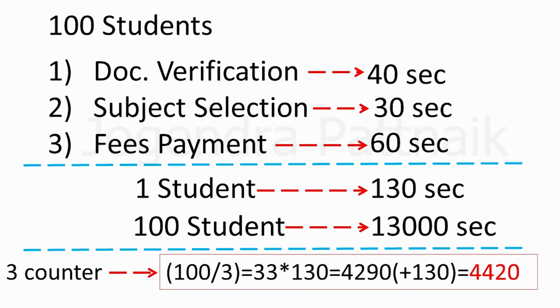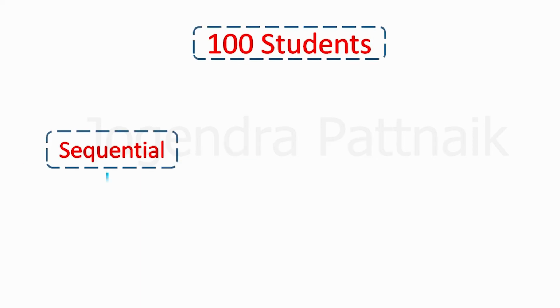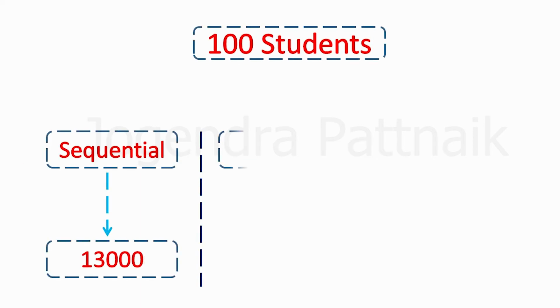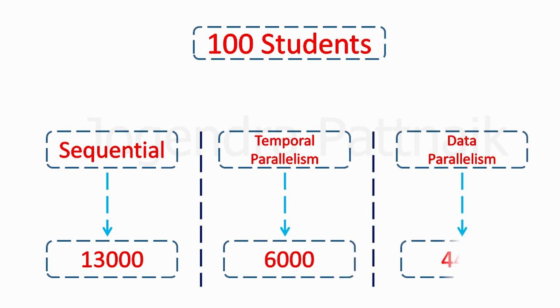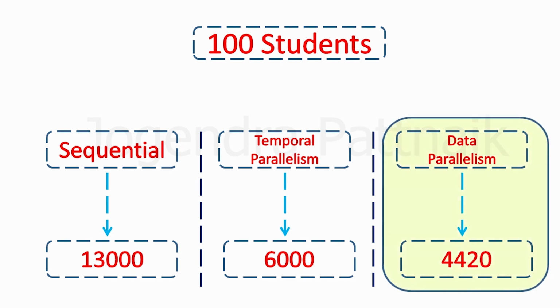If we compare the above methods, the serial will take the maximum amount of time, the data parallelism will take significantly lesser time as compared to the other methods. Here the temporal parallelism is not applicable because different sub-processes have different service times. But if they have the same amount of time required, then they will be better.